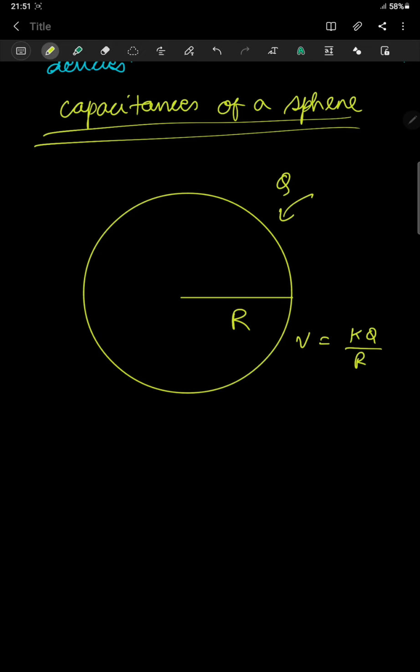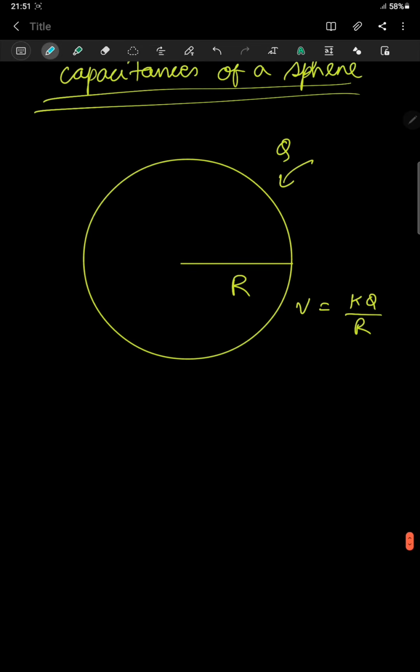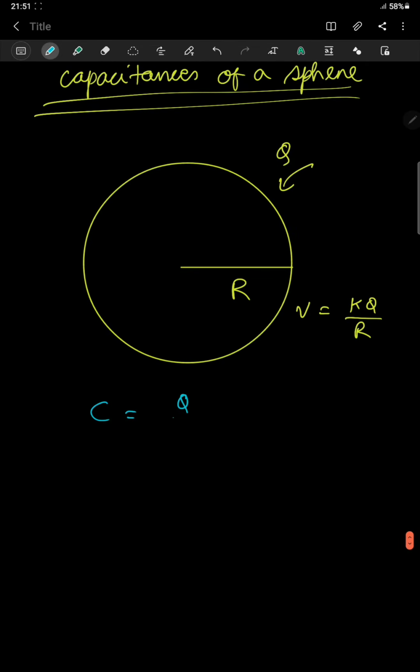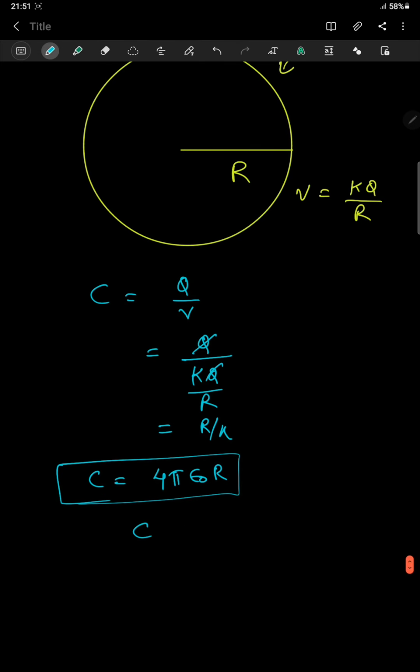K q by r. Now we know that the capacitance formula is q by v. So q divided by v. V is how much? K q by r. So this q gets cancelled out. So you have got r by k, and C will finally be equal to 4 pi epsilon naught r. And you could easily make out your capacitance is proportional to r. And what is r? R is the dimension of the sphere.